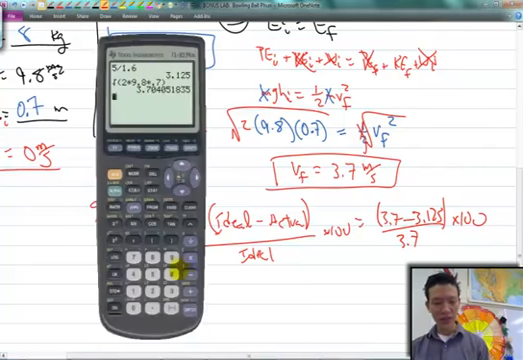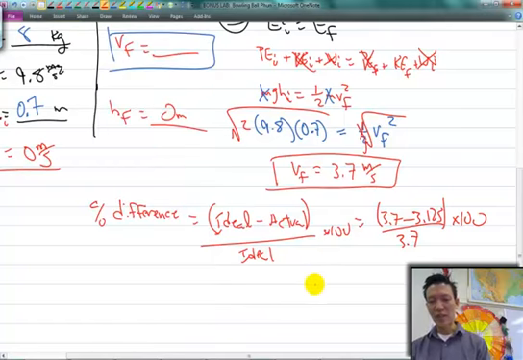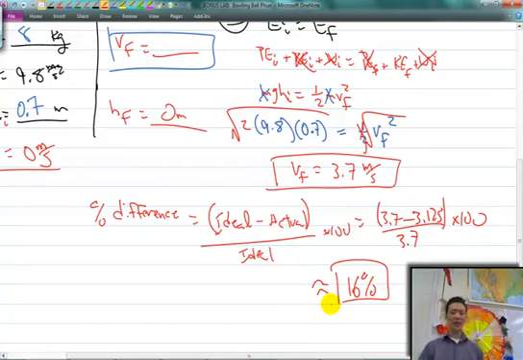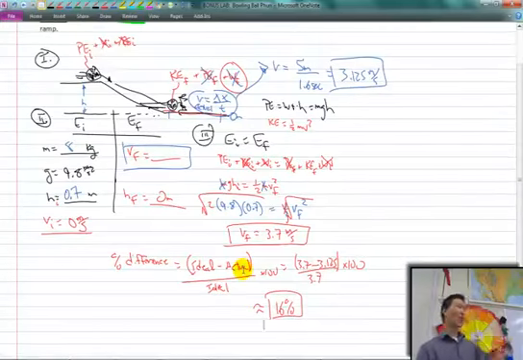So let's just do that really quick. If I take 3.7 minus the actual speed, 3.125, and then I divide that by the ideal speed, and then multiply that by 100, looks like we're off by about 15.6, but we'll round that off to 16%, okay? There's about 16% difference between the ideal value we calculated and the actual speed that we measured, okay? And all that is energy that was lost to friction, sound energy, rotational energy, etc.